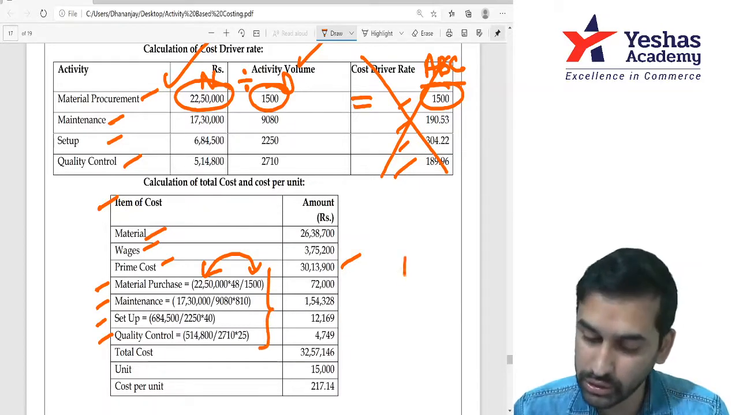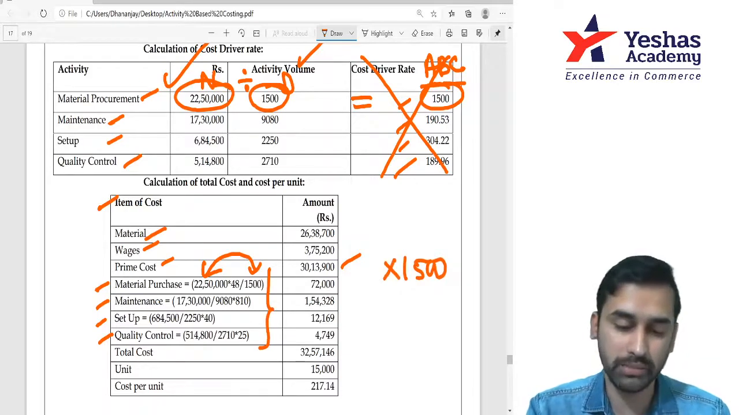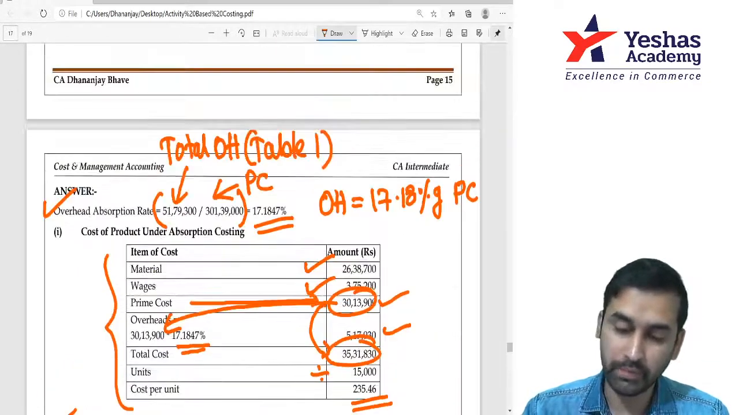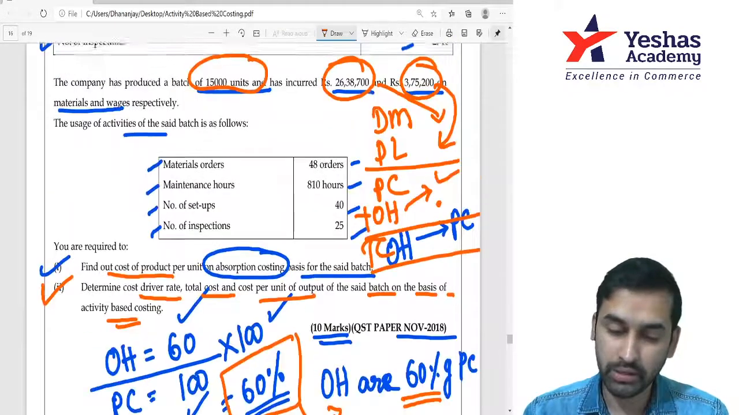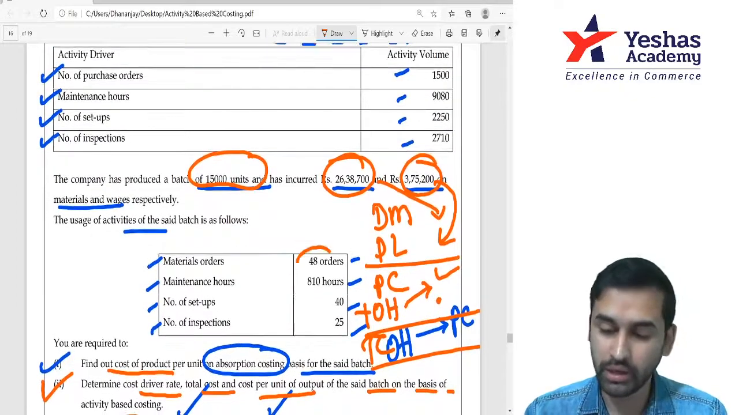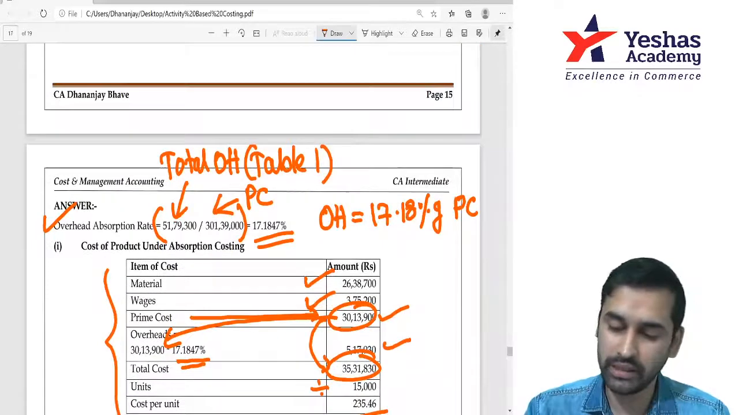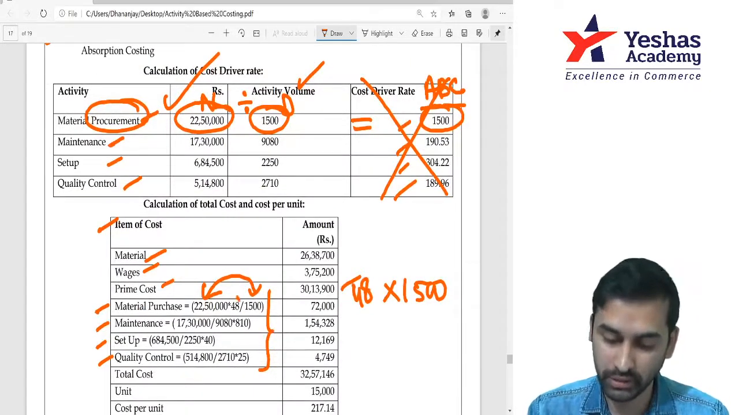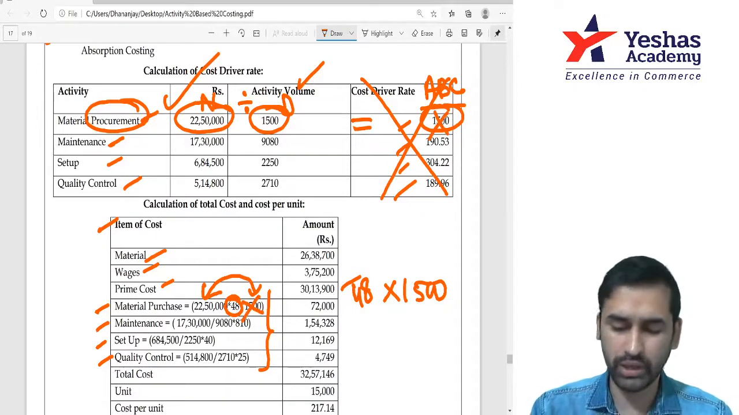You have already got 1500 now. Correct? Just multiply that by the cost driver. This is material procurement. Let me scroll up. Material procurement. What is the cost driver? Material orders. How many orders? 48 orders. Just multiply this by 48. I think the way they have presented is a little lengthy and unnecessary. So just do 48 into 1500. That's what they have also done. Don't get confused by this 1500 and this 1500. So you can do it in your way, don't worry.